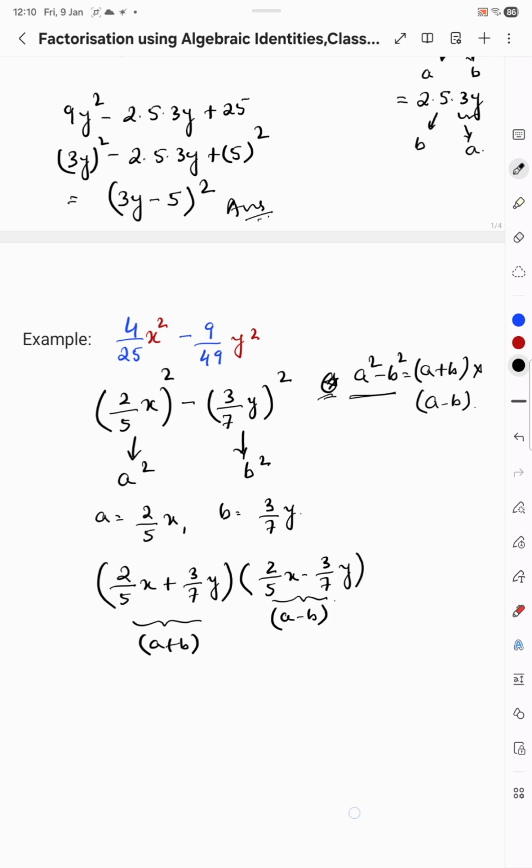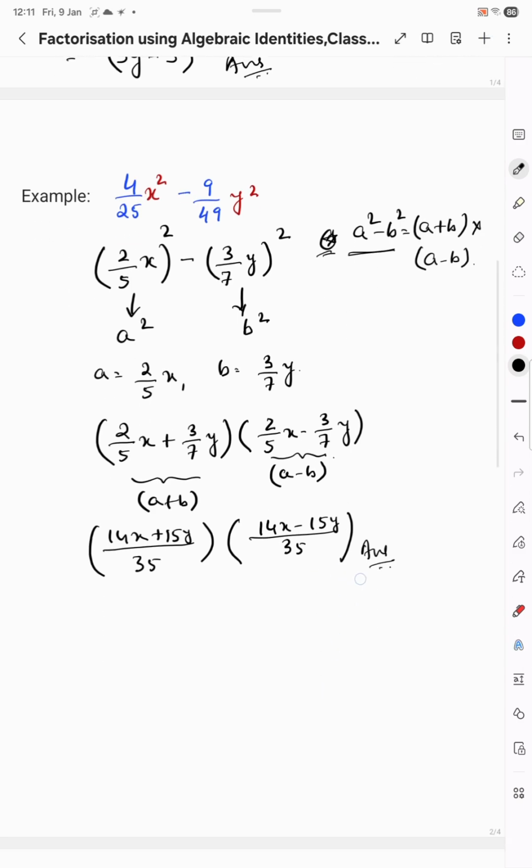If you take the LCM, it will be 35. So this becomes (14x plus 15y) over 35. Here also the LCM is 35, so it will be (14x minus 15y) over 35. So this can be your final answer. Let's take another question.